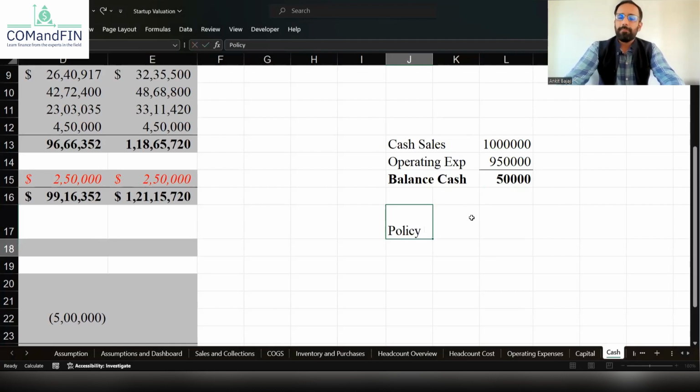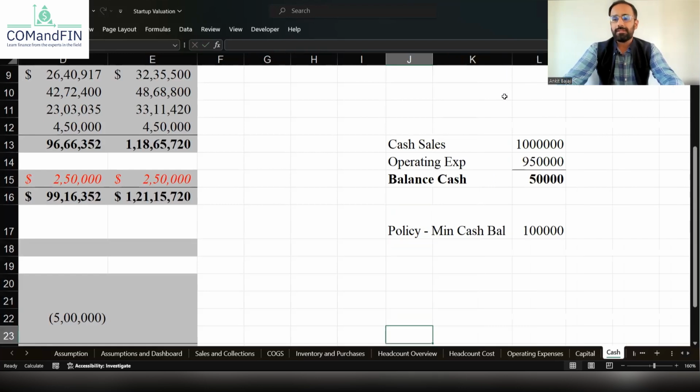Now, as per the policy of the company, the company wants to maintain a minimum cash balance of 1 lakh. You might be thinking how this minimum cash balance is calculated. The minimum cash balance is calculated on the basis of the working capital requirement of the business.